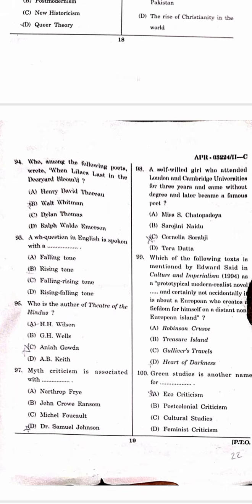Question number 99. Sorry, there is some fault in my question paper, but I will tell you the answer, and the answer is option A, Robinson Crusoe. And the last question, question number 100. Green studies is another name for eco-criticism. Option A is the correct one.